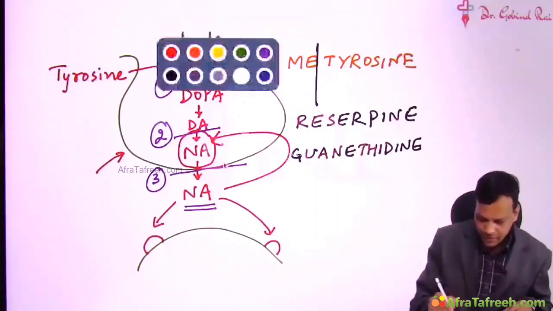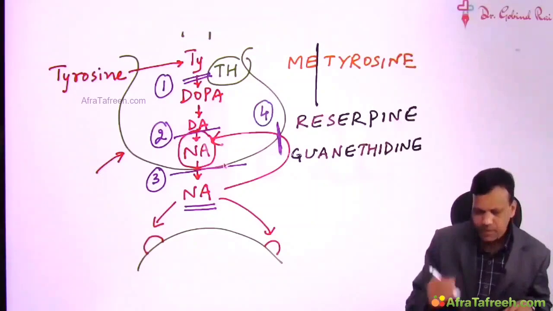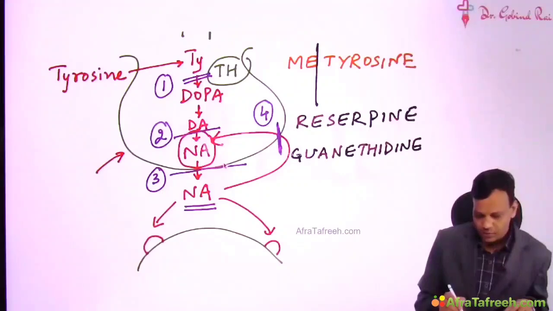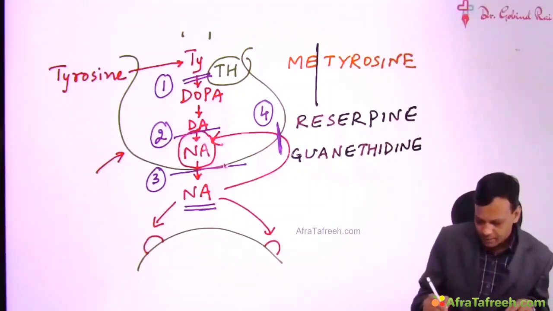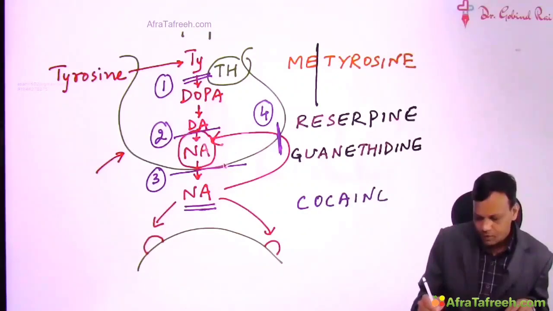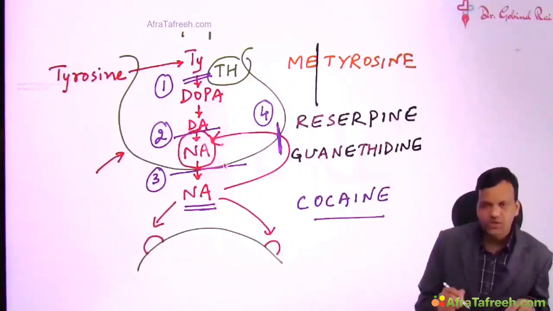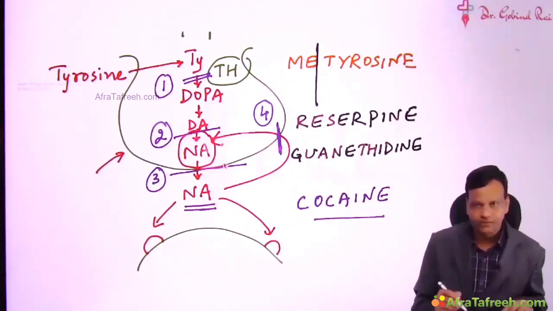Similarly, if we give a drug which inhibits the reuptake of noradrenaline, then noradrenaline does not go back, it will stay here, so that will produce more sympathetic action. An example of the fourth drug, which inhibits the reuptake, is cocaine. Cocaine is a reuptake inhibitor. So it will increase noradrenaline in the synapse, that will increase sympathetic activity.